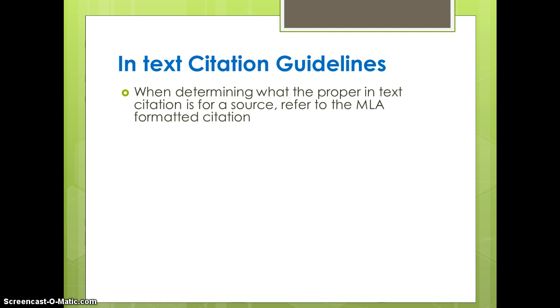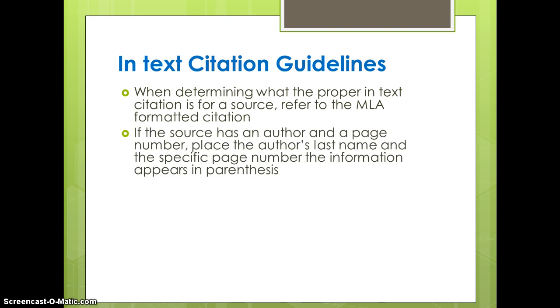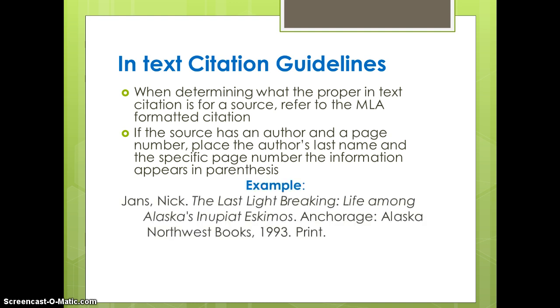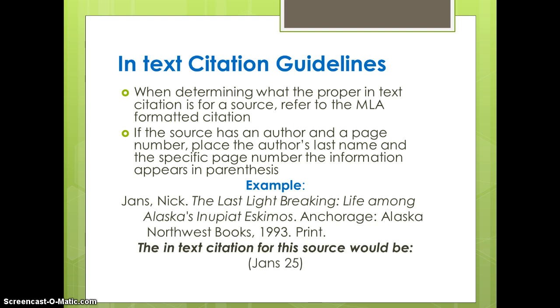Once you've done that, you want to look first to see if there is an author and a page number. If there is an author and a page number, then what you will put in those parentheses is the author's last name and the specific page number. So let's take a look at an example here. We have a book by a gentleman named Nick Jans, and we know it's a book because we see that word print there. So the in-text citation for this source would be Jans and then the page number.